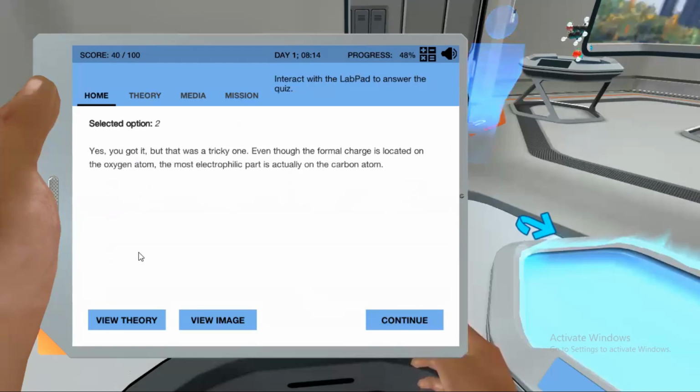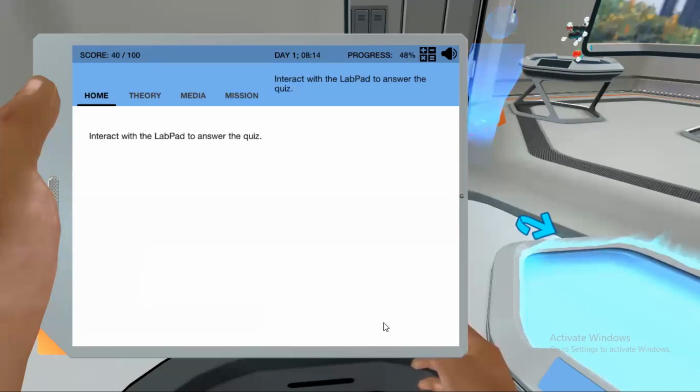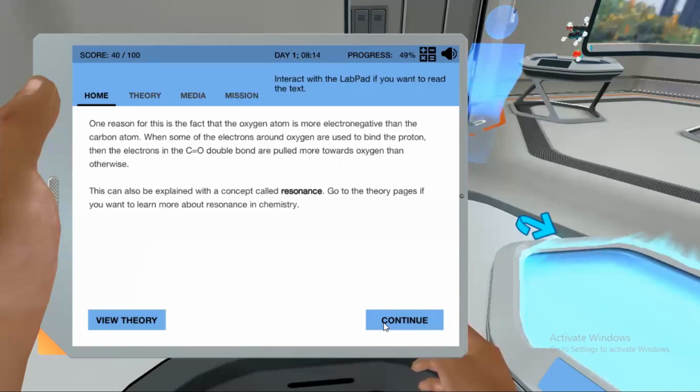Yes, you got it, but that was a tricky one. Even though the formal charge is located on the oxygen atom, the most electrophilic part is actually on the carbon atom. One reason for this is the fact that the oxygen atom is more electronegative than the carbon atom. When some of the electrons around oxygen are used to bind the proton, then the electrons in the CO double bond are pulled more towards oxygen than otherwise. This can also be explained with a concept called resonance. Go to the theory pages if you want to learn more about resonance in chemistry.